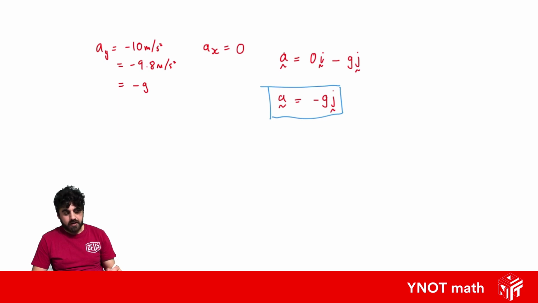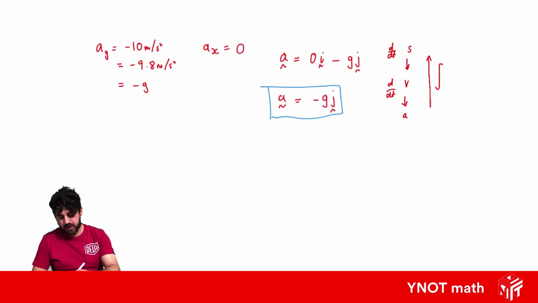Now, to get our vector equation for velocity, we need to integrate both sides of this equation with respect to time. Because hopefully you can remember that if we have displacement, which we call s, we can find the derivative with respect to time, and that gives us our velocity. And if we differentiate velocity, that gives us our acceleration. So going backwards, if we integrate with respect to time, this will give us our velocity, then our displacement. So that's exactly what we're going to do.